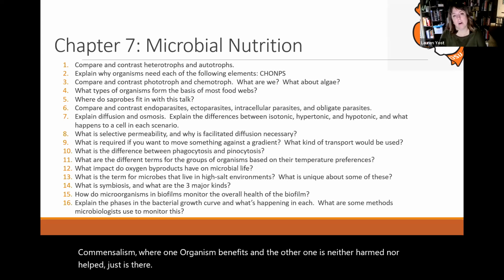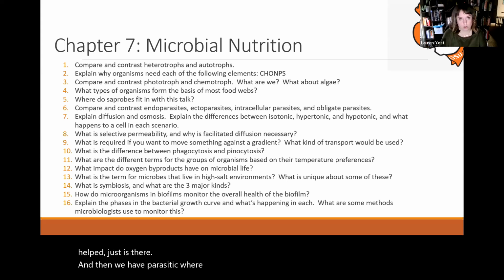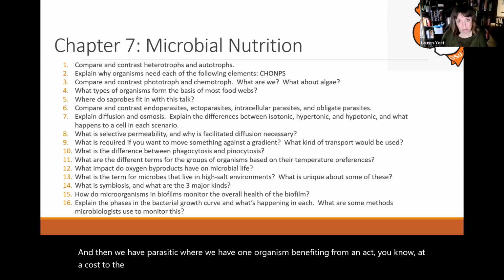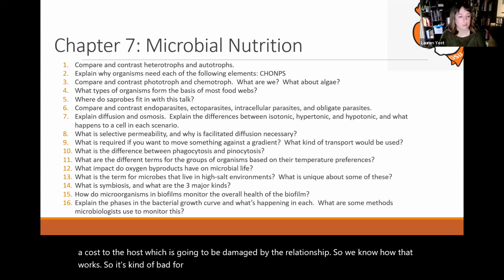And then we have parasitic, where we have one organism benefiting from an act, at a cost to the host, which is going to be damaged by the relationship. So we know how that would work. So it's kind of bad for one guy, good for the other guy.